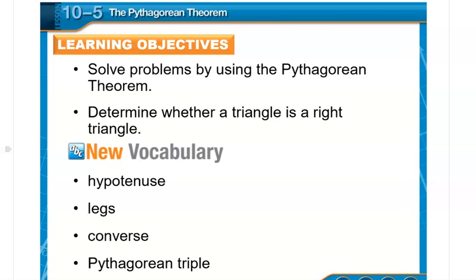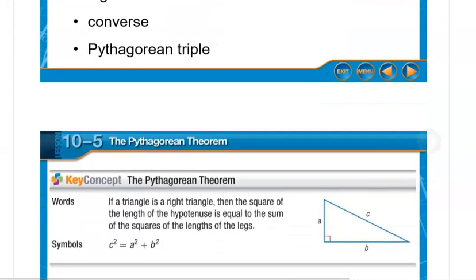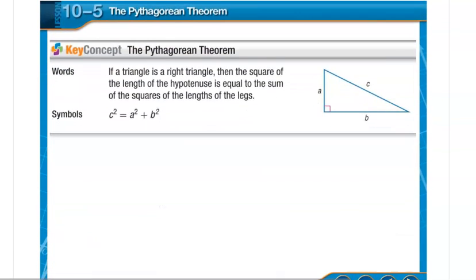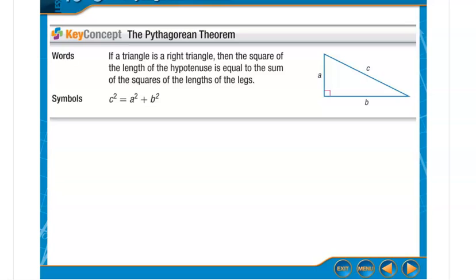So this is notes 10.5. This is the Pythagorean theorem. We're going to use the Pythagorean theorem to solve problems and also to determine whether a triangle is a right triangle. You got to know what a hypotenuse is, a leg is, converse, and there are some things called the Pythagorean triple.